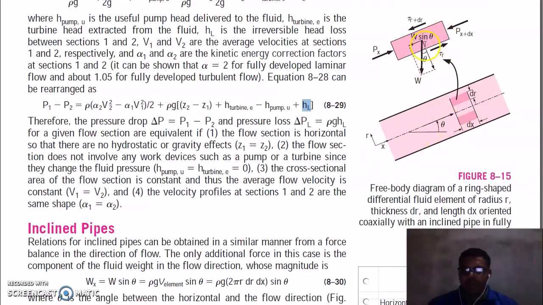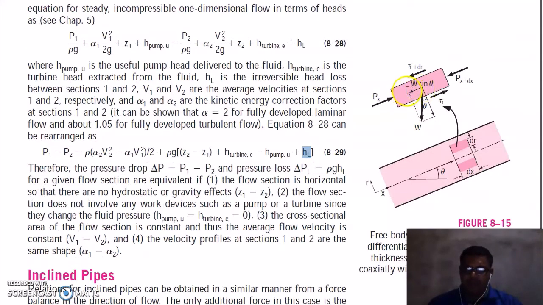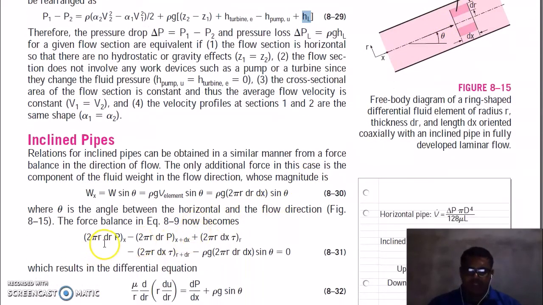Now take the example of an inclined pipe. In an inclined pipe, there is a weight of fluid which acts downward, and this component, W sin theta, will act in this direction. So compared to the previous case, we have one more component, W sin theta, the weight of the liquid. You can see here we had four components, here we have five components on the same ring. Balance these five components, and the sum will be equal to zero.